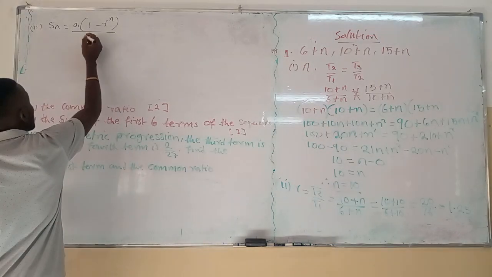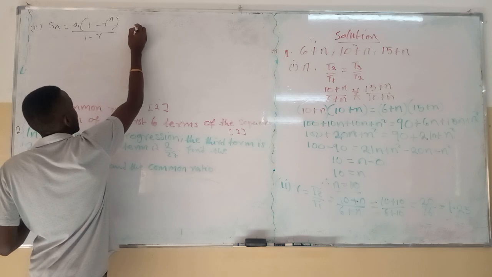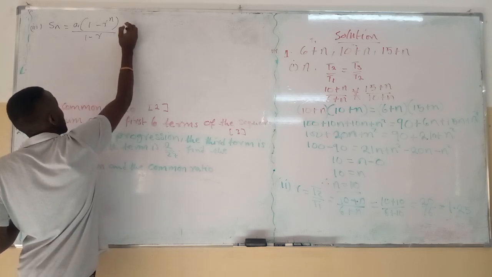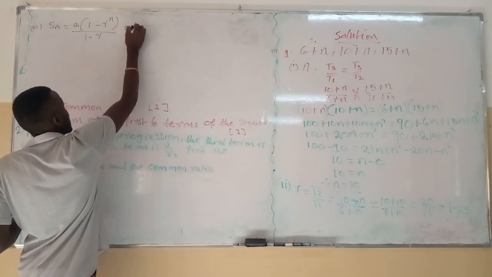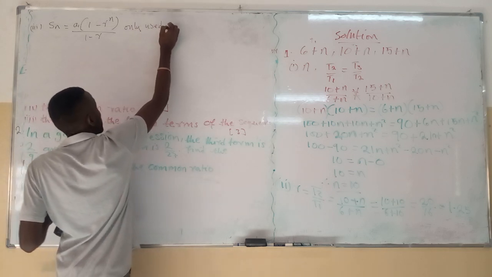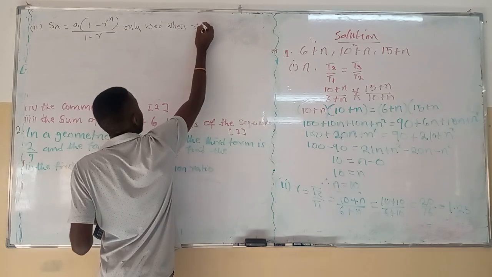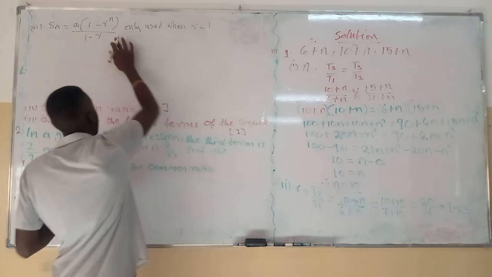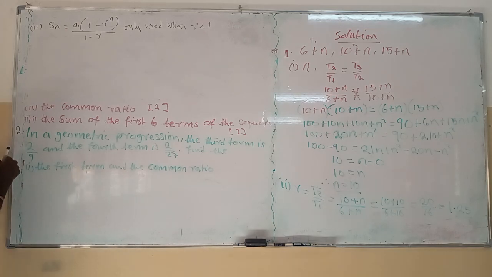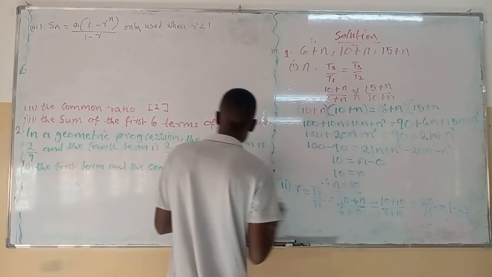Let me just write both of them so that you see the difference. This formula is only used when the common ratio is less than 1. That is the formula you are going to use. But if the common ratio is greater than 1, you are going to use a different formula.